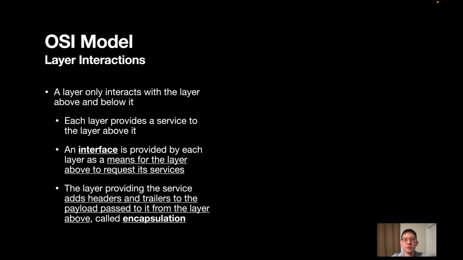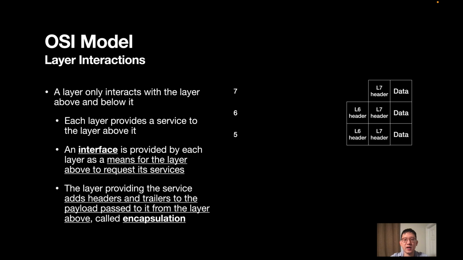Let's visualize how this works. So we start with application data. And when an application needs network access, it's going to pass its data to a layer 7 protocol, or an application layer protocol. And that protocol is going to add a header and then request services from layer 6. And layer 7 is going to pass its payload down to layer 6, and layer 6 can add its own header. Then it'll pass down to layer 5, and layer 5 will add its header, and so on and so on.